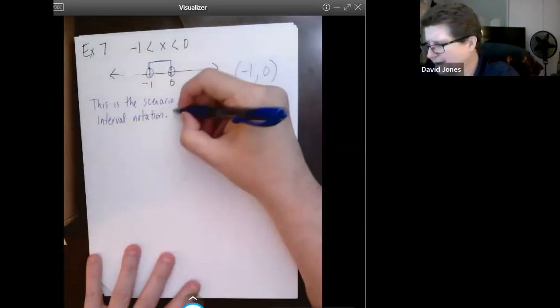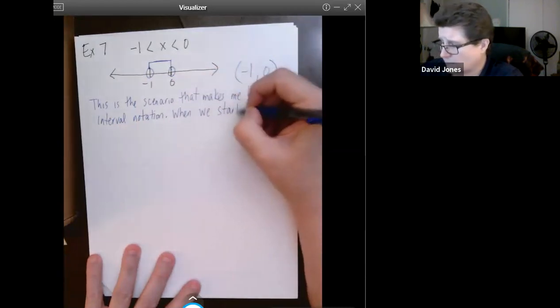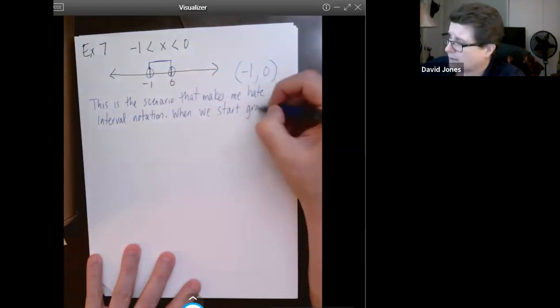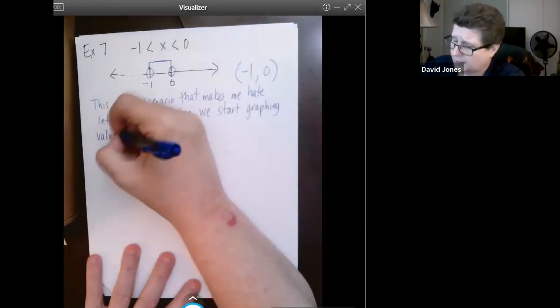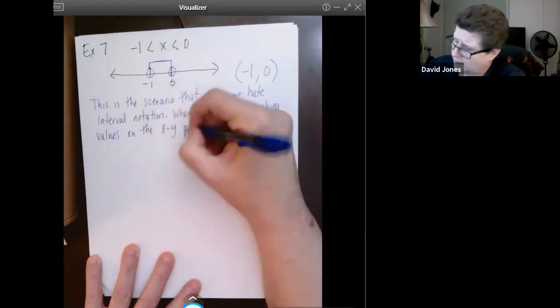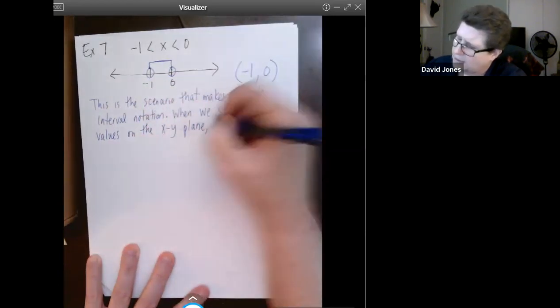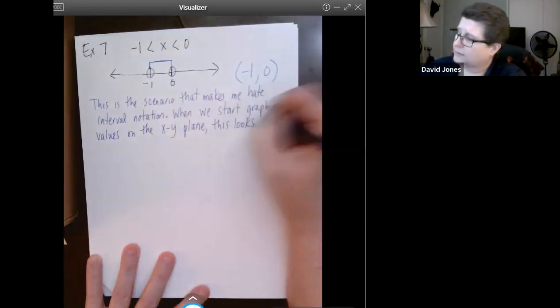When we start graphing values on the XY plane, this looks like a coordinate.